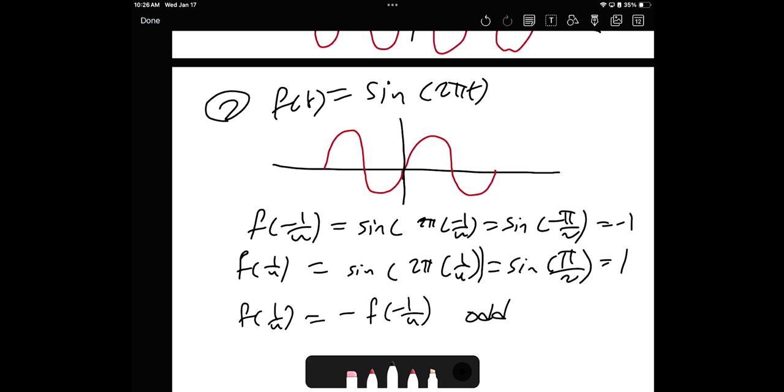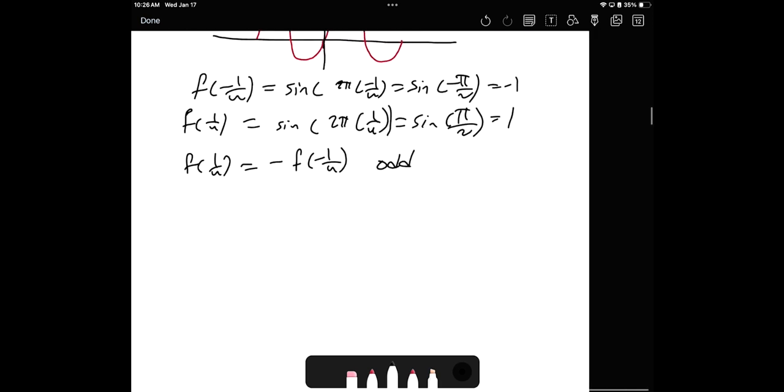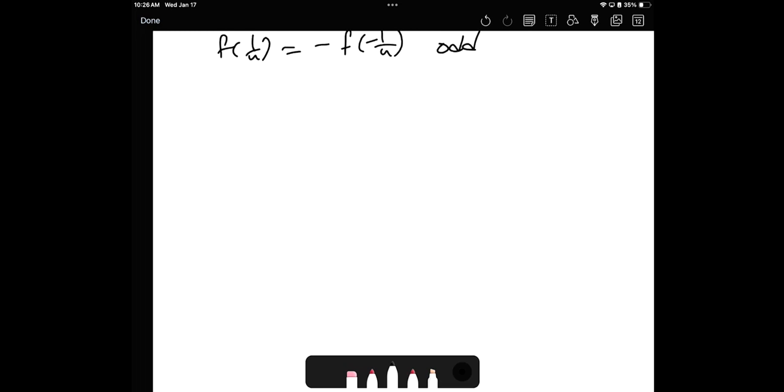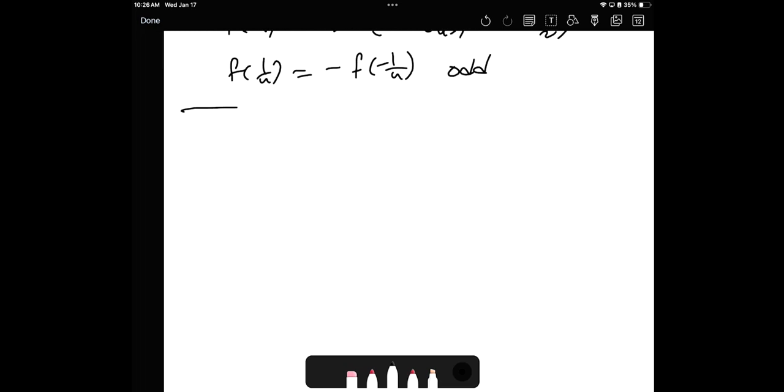Okay? Any questions? Now another thing, we're still in the signal properties, is called periodic.